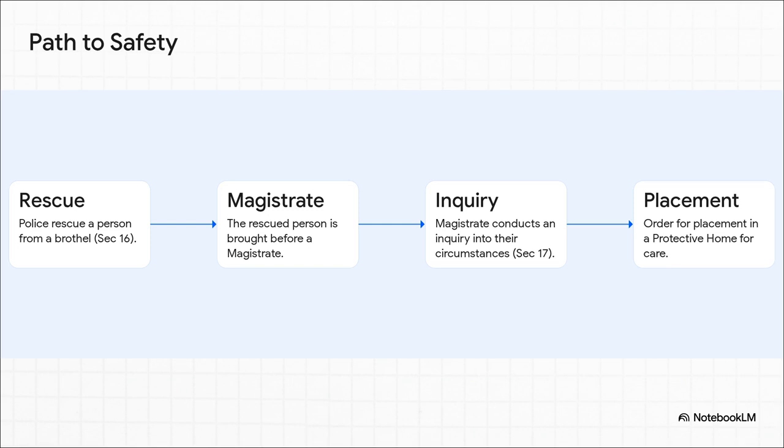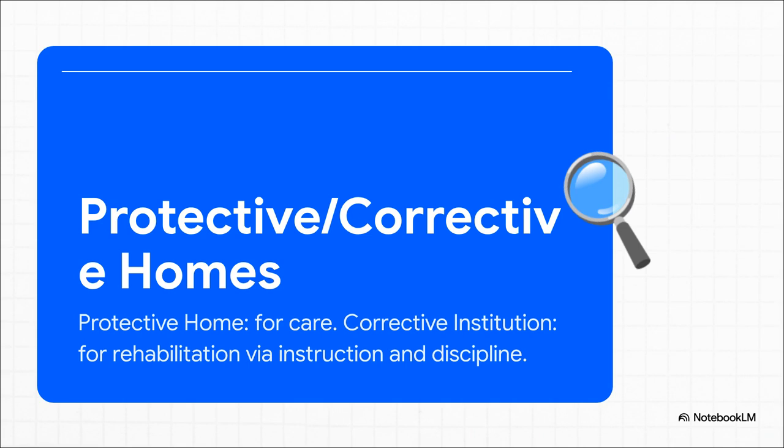And it's not just a nice idea. There's a clear, defined path for this. It starts with the rescue. Then the person is brought to a magistrate. And the magistrate doesn't just make a snap judgment, they conduct a proper inquiry. Based on what they find, they can order the person to be placed in a safe institution built for their recovery. So what are these places? Well, the Act sets up 2 types. You've got a protective home, which is all about providing a safe space and care, and then you have a corrective institution, which involves detention, yeah, but with a focus on education and skills, all geared towards rehabilitation. It's a whole system for survivor care.